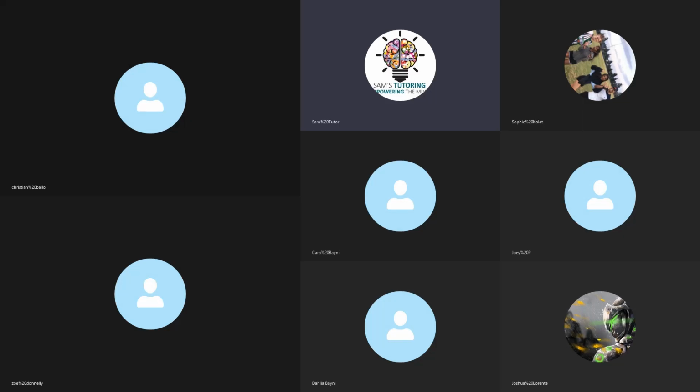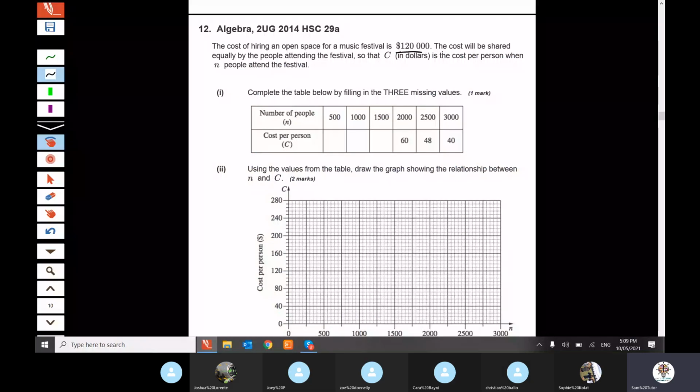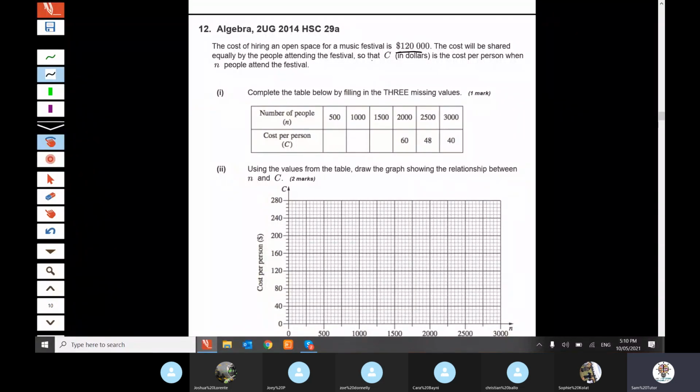The cost of hiring an open space for a music festival is 120,000. The cost will be shared equally by the people attending the festival, right? So that C is the cost per person when N people attend the festival. Complete the table by filling in the 3 missing values.